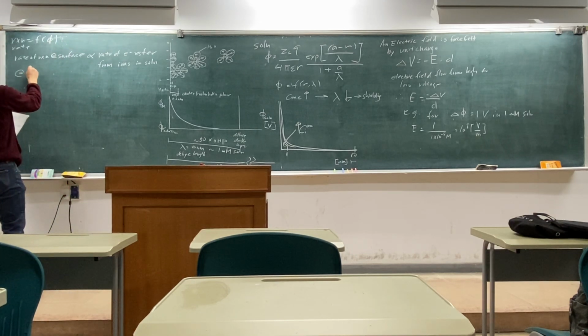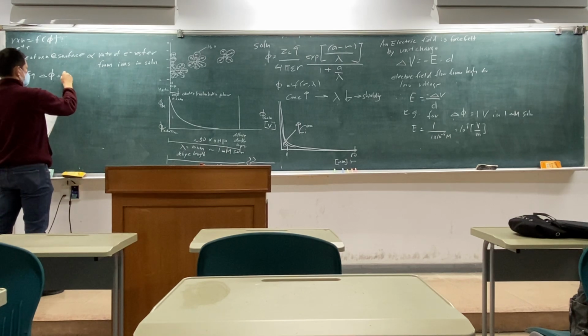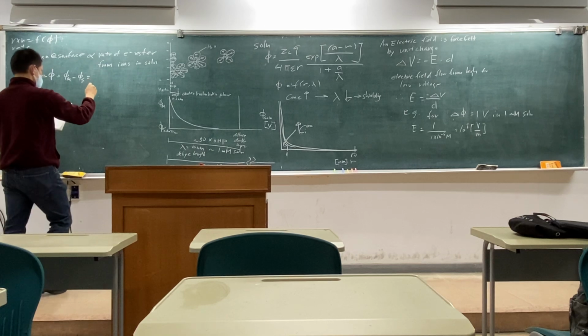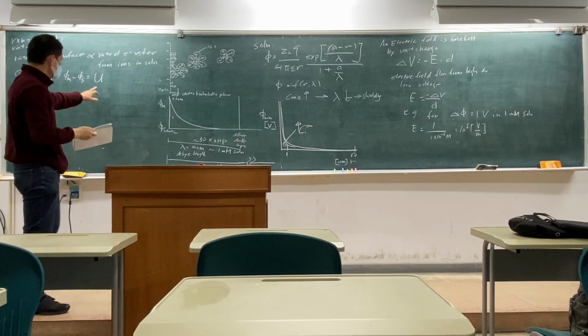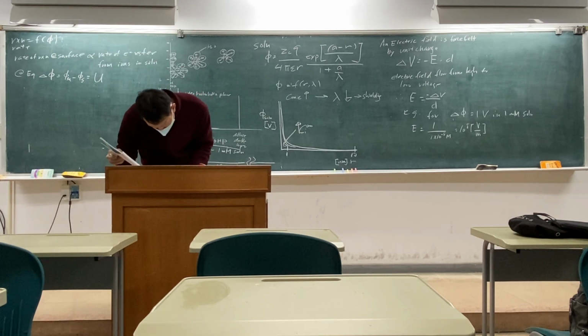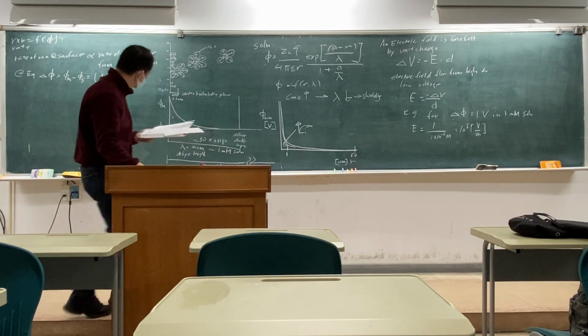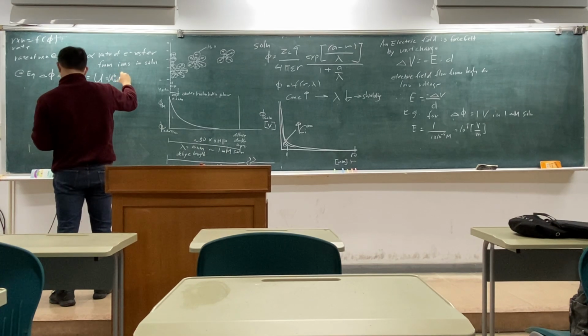Then at equilibrium, we have delta V equal to E metal minus E solution, which is equal to U. This is the equilibrium, the open circuit potential. This is equal to U cell.